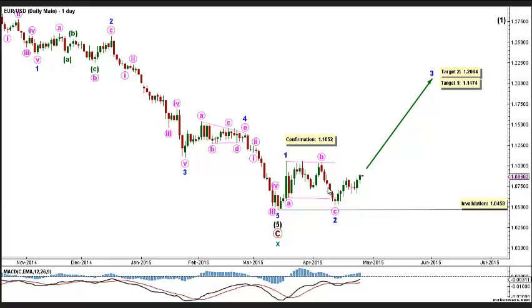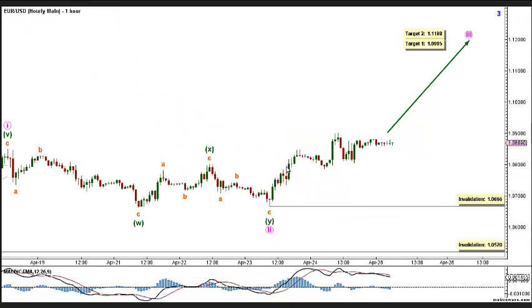This count expects the euro to start moving towards the upside in minor wave 3, which will be confirmed by movement above 1.1052, and at 1.1474, minor wave 3 would reach 161.8% the length of minor wave 1, then at 1.2064, it would reach 261.8% of its length. This wave count is invalidated by movement below 1.0458, as minor wave 2 may not move beyond the start of minor wave 1.